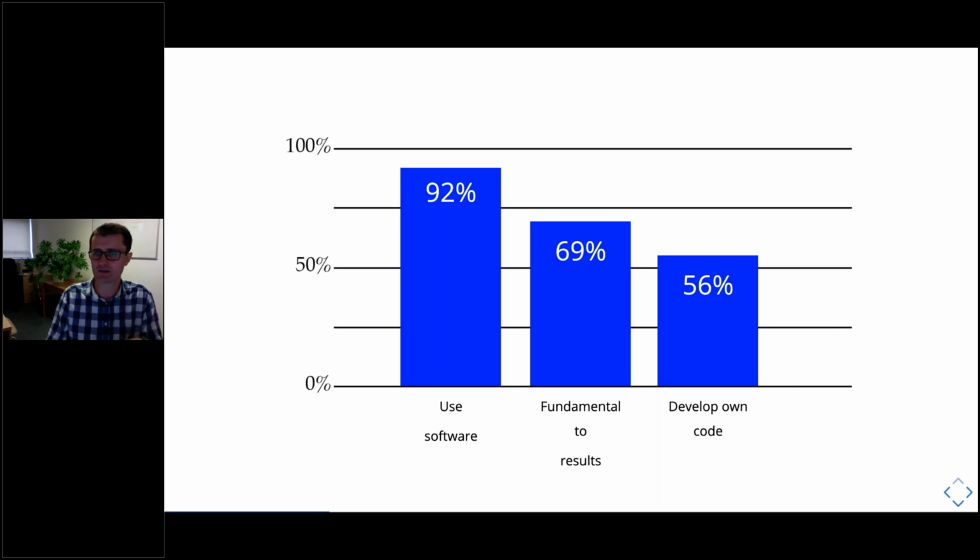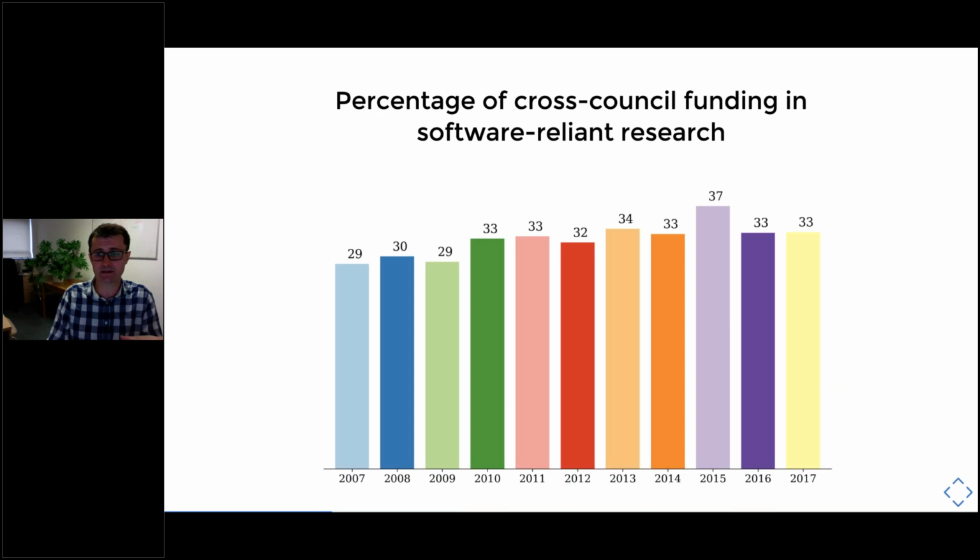And for this, we turned to grant applications in the UK made to all of the 7 major research funders. And we searched the titles and abstracts for terms that indicated the software reliance. And we found that on average over the last 10 years, around about a third of research funding is being invested into software reliant research. And I have to point out here that this is an absolute minimum.